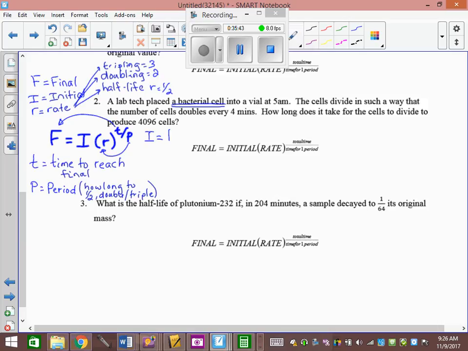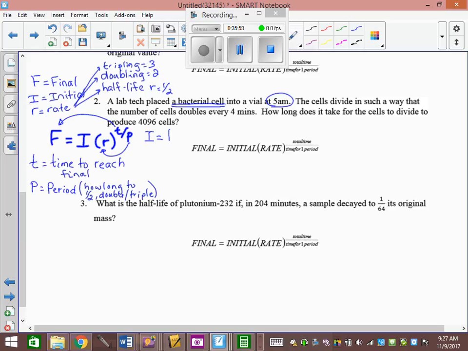Into a vial at 5 a.m. This is important if it asks me the time it takes to reach the final, right? You'd get your time in minutes, and then you'd add it to your 5 a.m. and you could tell me the actual time. But if they don't ask me for the time it takes, then that 5 a.m.